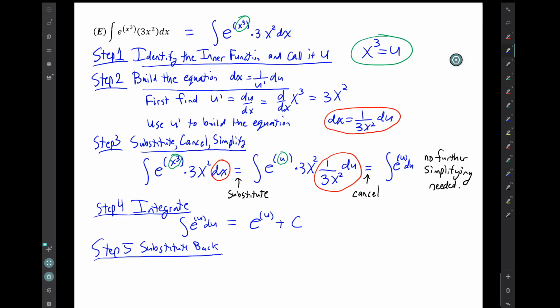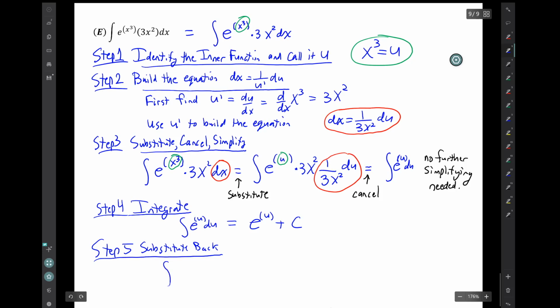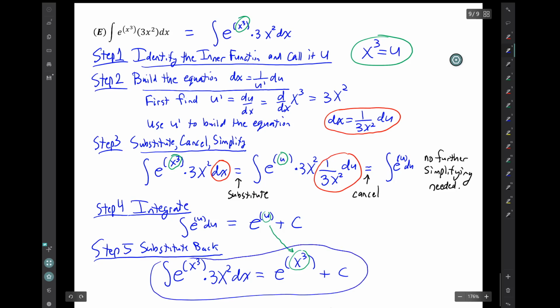So I will present this as an integral equation showing our result. So you can see that we use the green circled equation again to substitute back, replacing u with x cubed, resulting in this function form, e to the x cubed plus c. In that function form is what's represented by this integral symbol. That indefinite integral is this function form. That's the end of the example, and that's the end of the video.